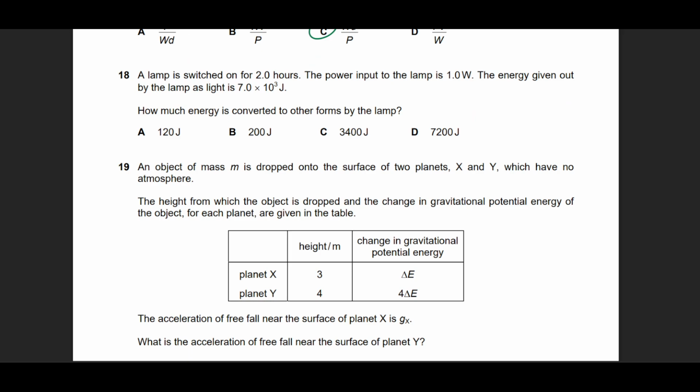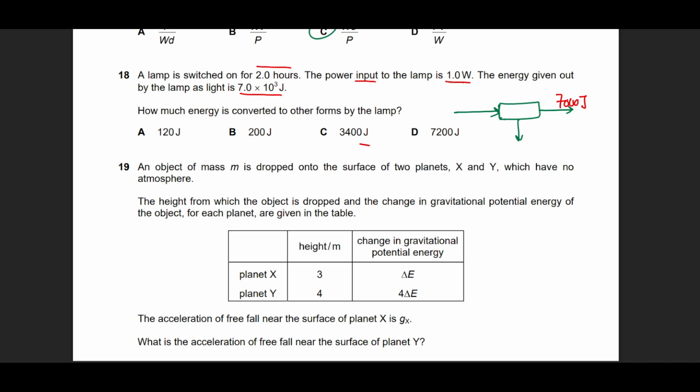A lamp is switched on for 2 hours, no problem. The power input is 1 watt. The energy output is 7,000. I recommend for these questions, make an efficiency box to at least make life easy for you. He has given you the output. The useful output of the bright lamp is 7,000. So 7,000 was the output that you required. He says that the input power is 1 watt continuously for 2 hours.